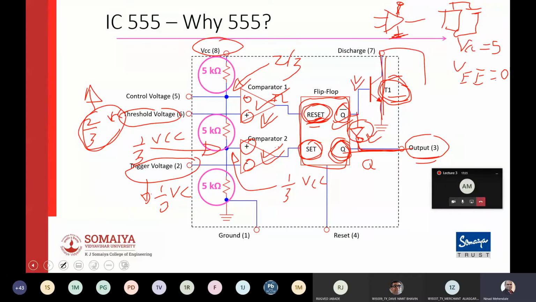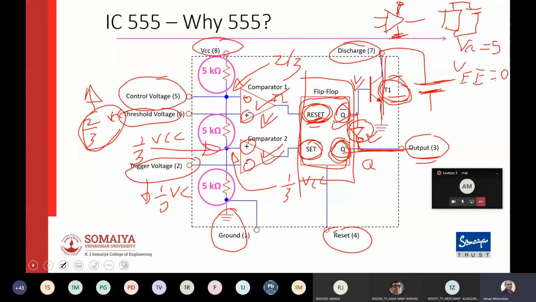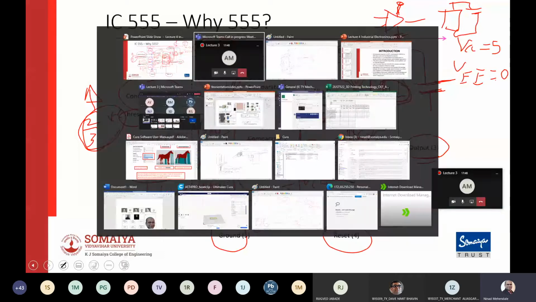So it is obvious that this discharge pin must be going to some capacitor. Otherwise, the name discharge doesn't make any sense. Okay. Then there is a ground pin here. Now the reset pin will reset this flip-flop itself. And that's why whenever you reset the flip-flop, its output is going to go low, and that's why pin number 4 is the reset pin. Now there is something called control voltage, and I will try to explain that in a minute.